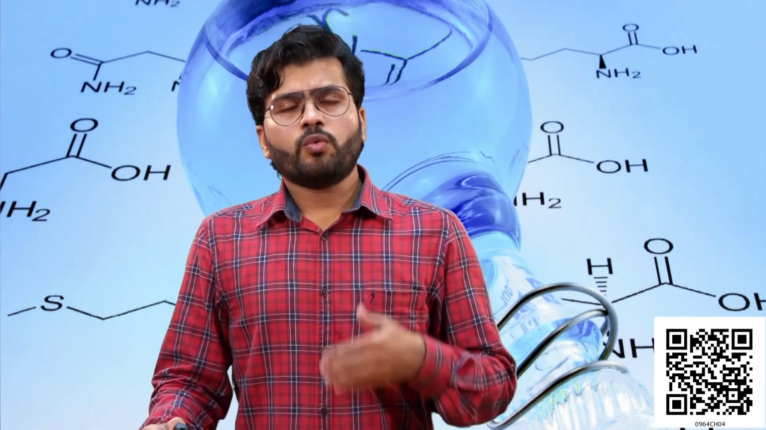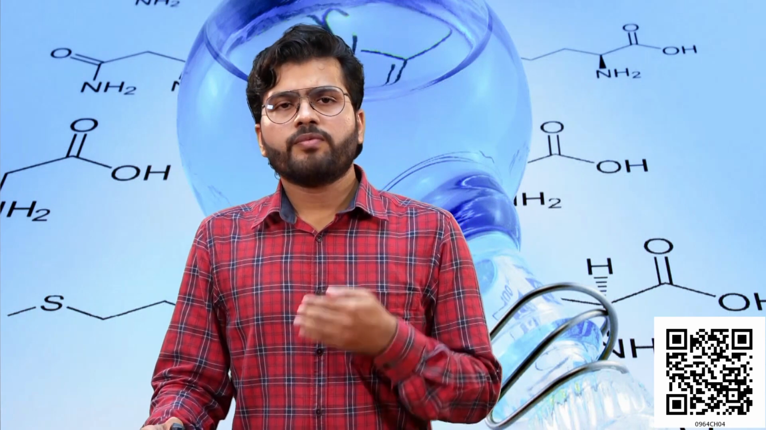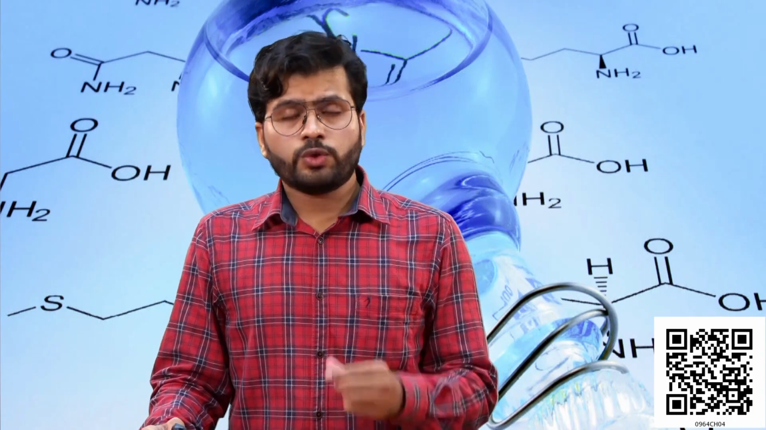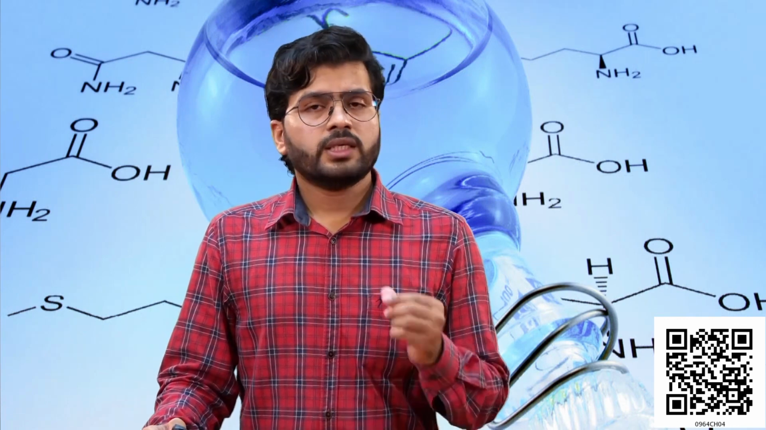Now, moving on to the applications or uses. Because of this isotopic form, they have found many applications in our day-to-day life. For example, uranium has an isotope which is used in the nuclear reactor. An isotope of cobalt is used for the treatment of cancer, and an isotope of iodine is used for the treatment of the disease called goiter. So, isotopes also find usefulness in day-to-day life.